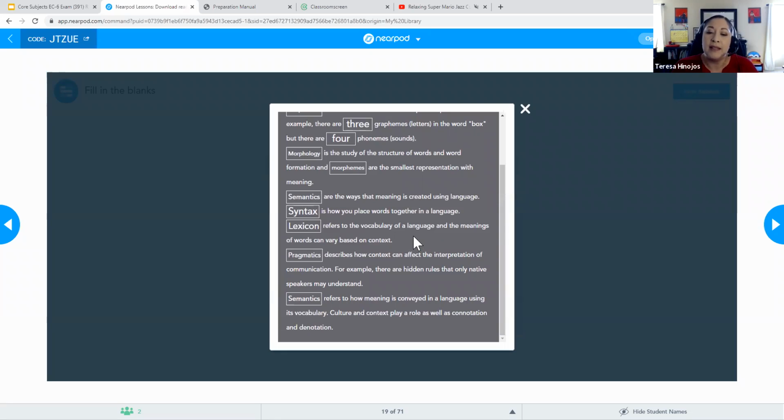Semantics are going to be the ways that meaning is created using language, right? And every language is going to have its own semantics. And then syntax is how you actually place words together in a language. And again, every language will have a different syntax. And so, thinking about that, when we have students that are English language learners, other languages are going to have different semantics and syntax.